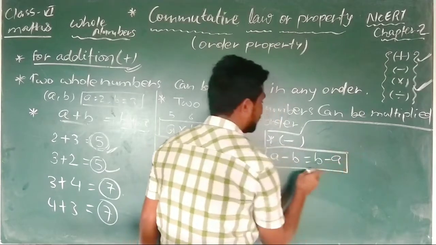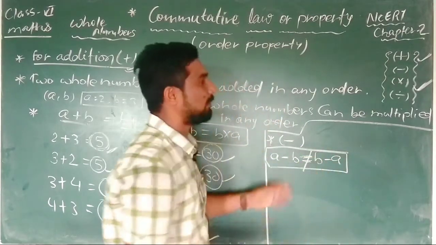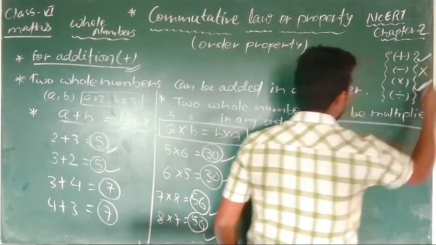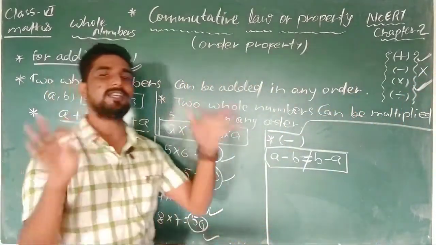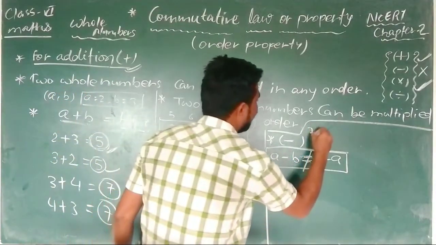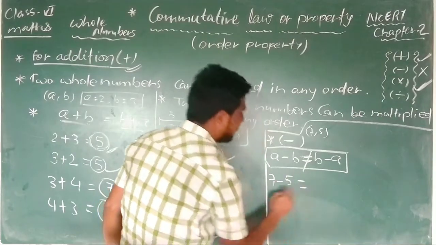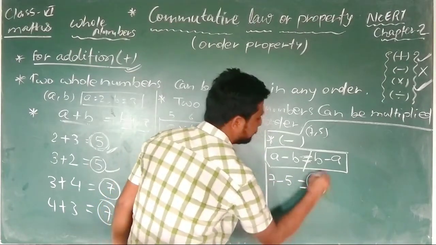Yesterday also I have just shown you, and today this property is not followed. Why? Let me take an example. Suppose any two whole numbers you take. Okay sir, 7 and 5. Now you subtract 5 from 7. 7 minus 5, what will come? 2 will come.